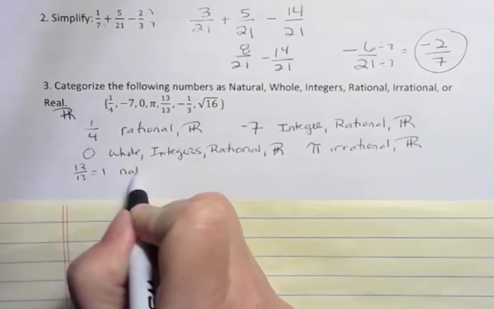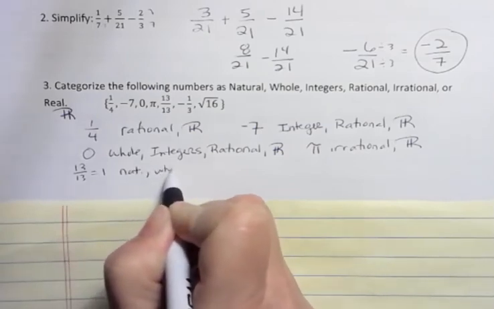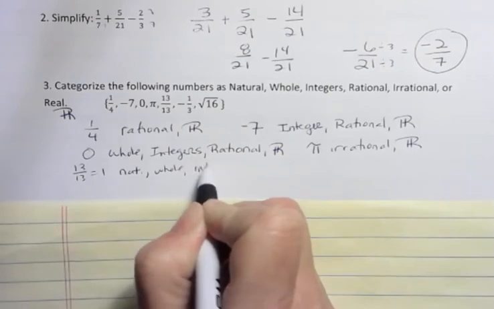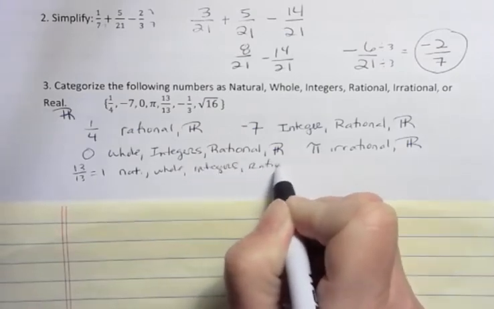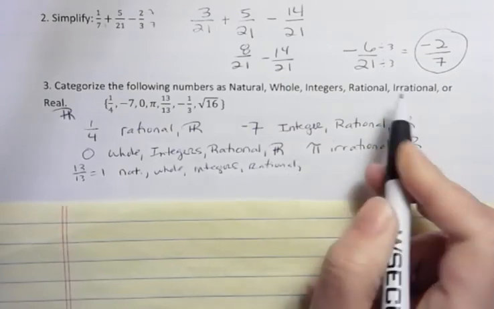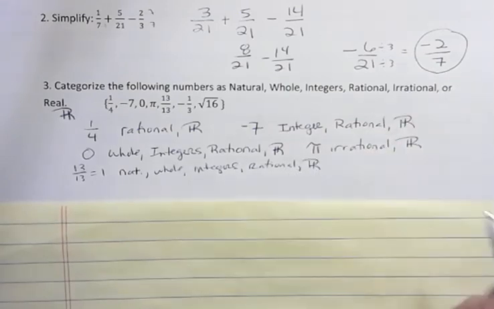We do count with it. It's natural. Then it's included in the whole numbers. It's included in the integers. It's included in the rationals. Then it's not included in the irrational, and it is real.